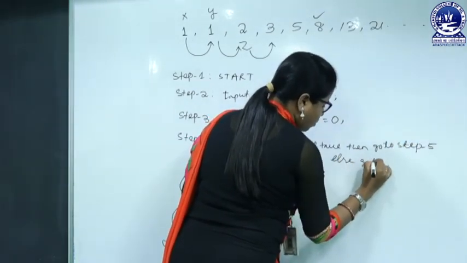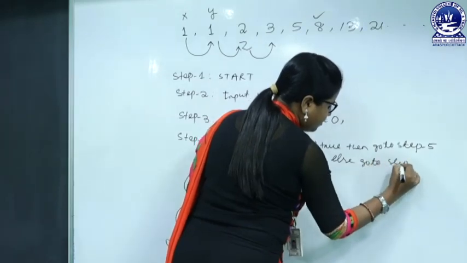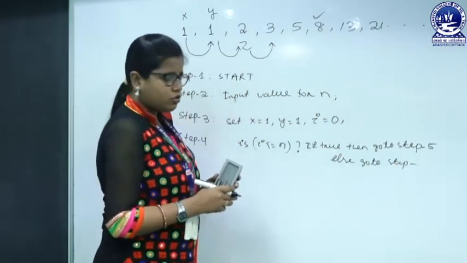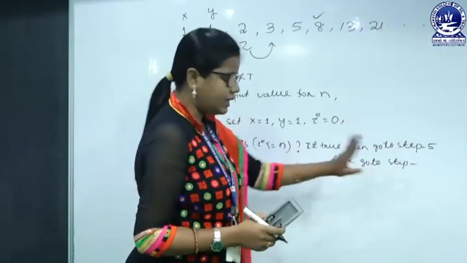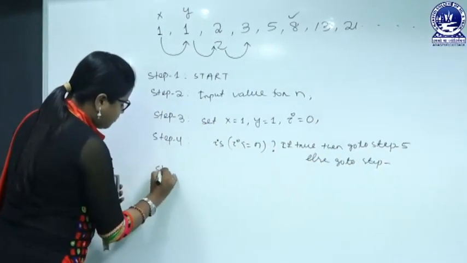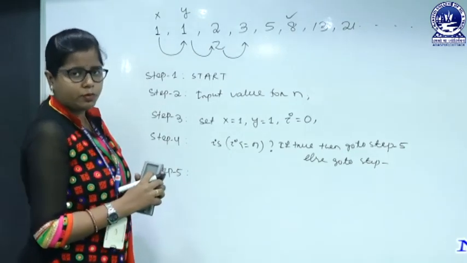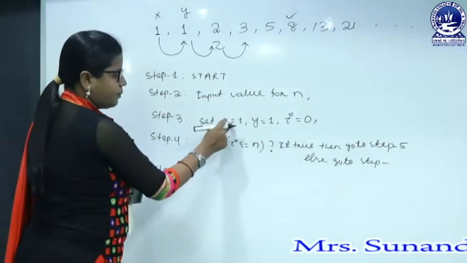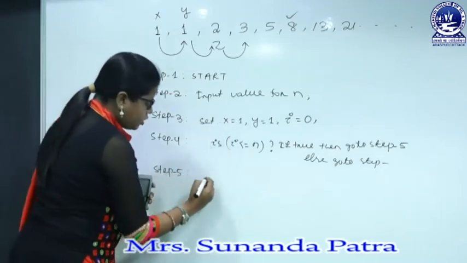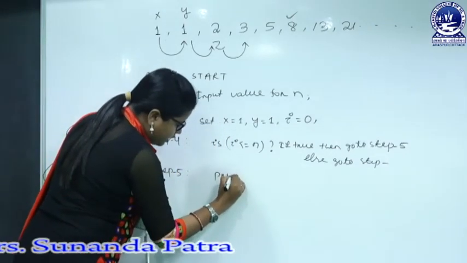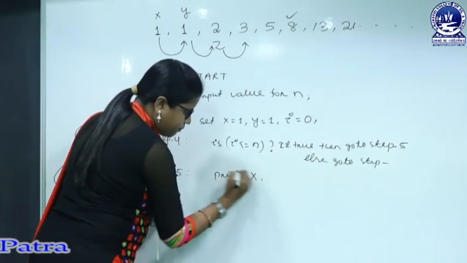Else go to step 5, then stop. So we will mention it later. Then in step 5, what we need to print is the first Fibonacci series value, that is 1. The x value is 1. So we can write here: print x.